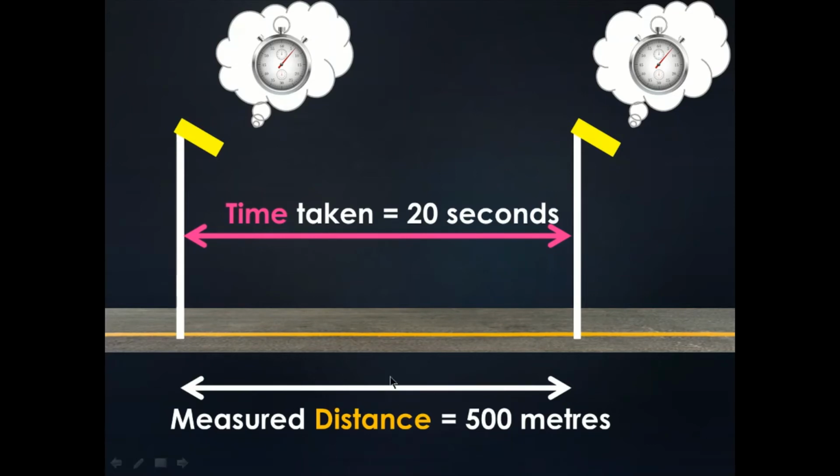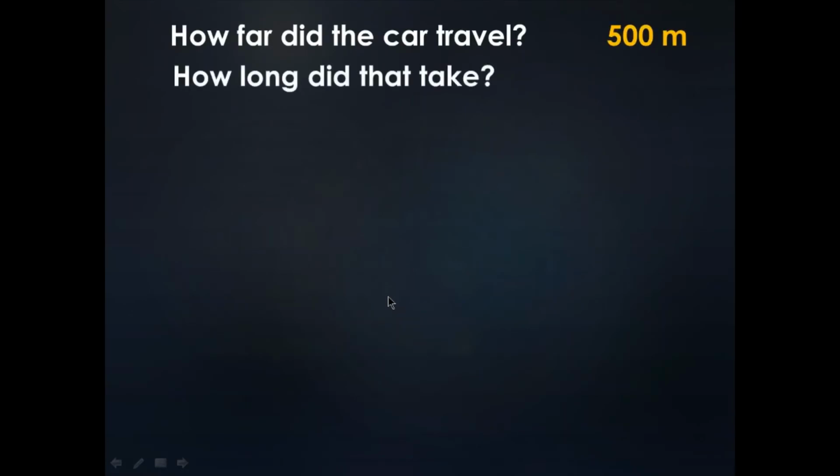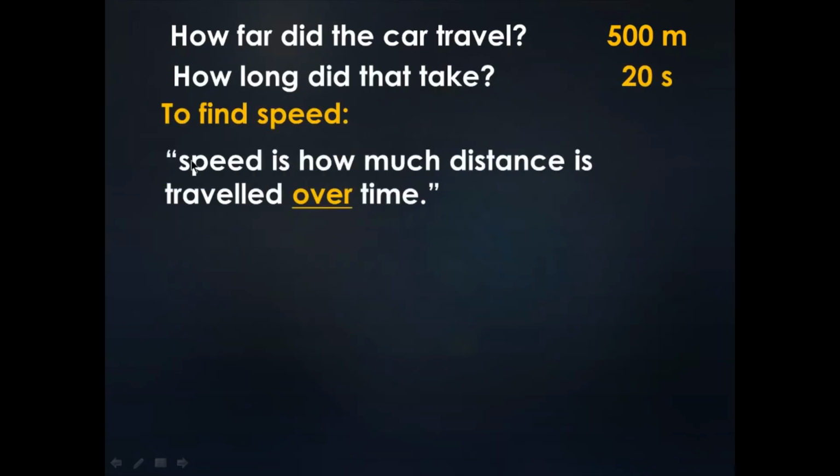So now we have a distance that the object has traveled. We have a time that it took, 20 seconds. And so we can calculate a speed. And here's how you would do it. How far did the car travel? 500 meters. How long did that take? 20 seconds. To find speed, remember, speed is how much distance is traveled over time. And that word over helps you remember how to use the equation. This is going to be the first time you've seen this equation perhaps, but it's a fairly easy one to use. So here's our equation.